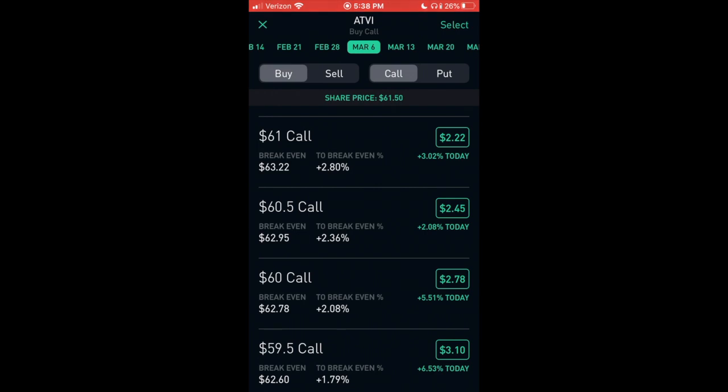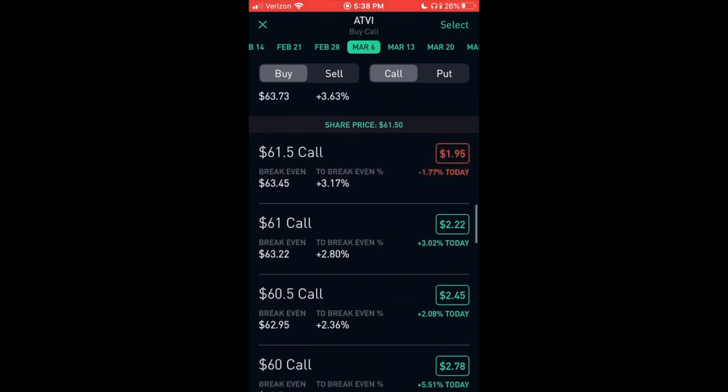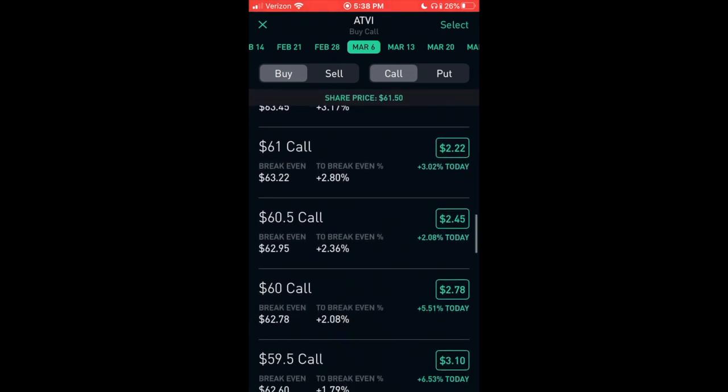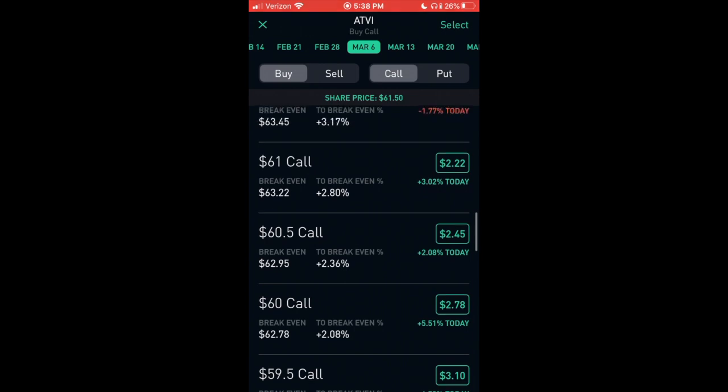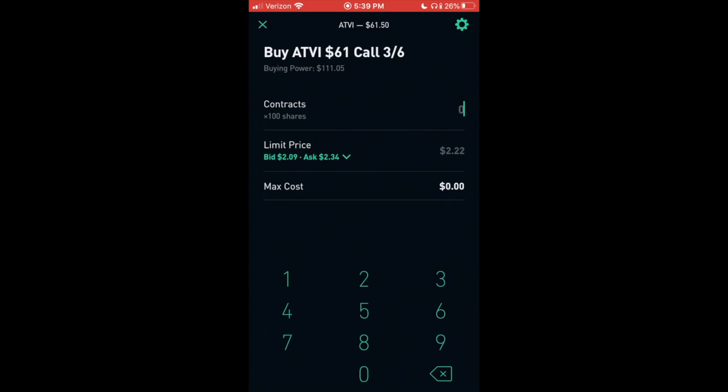But just for today's sake, we're going to take a look at buying a call, thinking that Activision is going to go up from its current price on or before March 6th. That's what our bet is. That's what our guess is. That's what we're thinking the stock's going to do. So we're going to see that the price is $2.22. If you click on that, number of contracts plus 100, just like I was saying, we're going to times that by 100 because a typical options contract on Robinhood is going to be 100 shares. So $222 if I wanted to buy one contract.